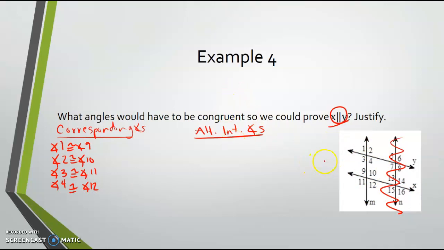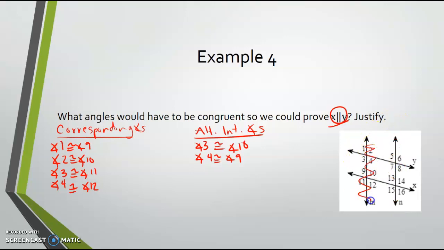I'm going to go ahead and do our alternate interior. So our alternate interiors changed to 3, 4, 9, and 10 for this one. So angle 3 is going to be congruent. Alternate interior would be with angle 10. Angle 4 is alternate interior with angle 9. So that's all for transversal M.